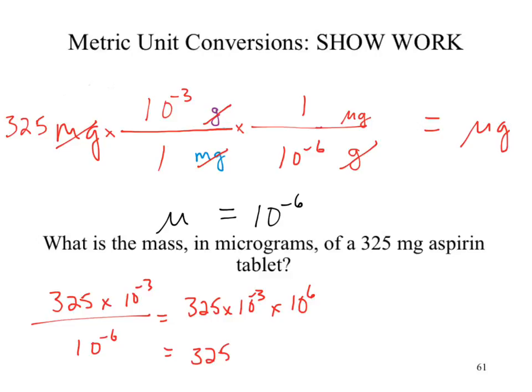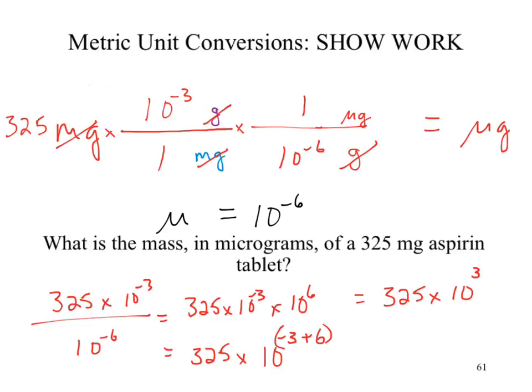What does that then equal? Well, 325 times 10 to the minus 3 plus 6. Which, yes, is what you said, but try to keep minimal operations. Which then means I get an answer of 325 times 10 to the third.